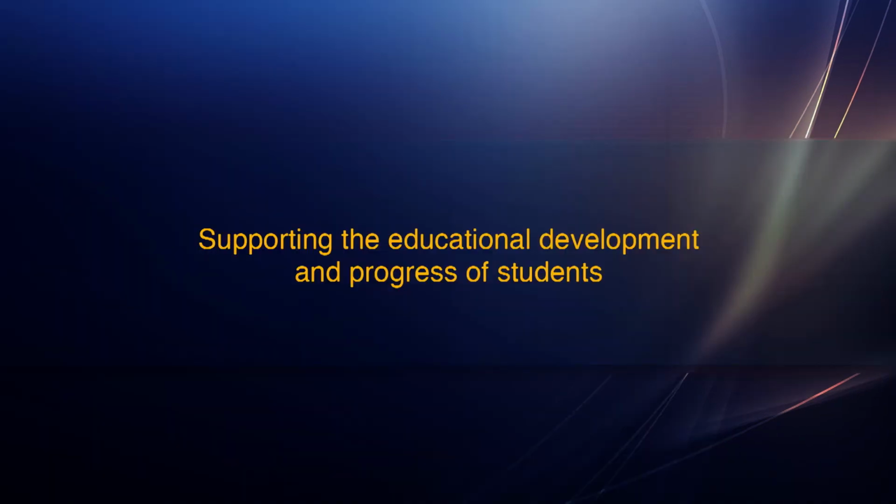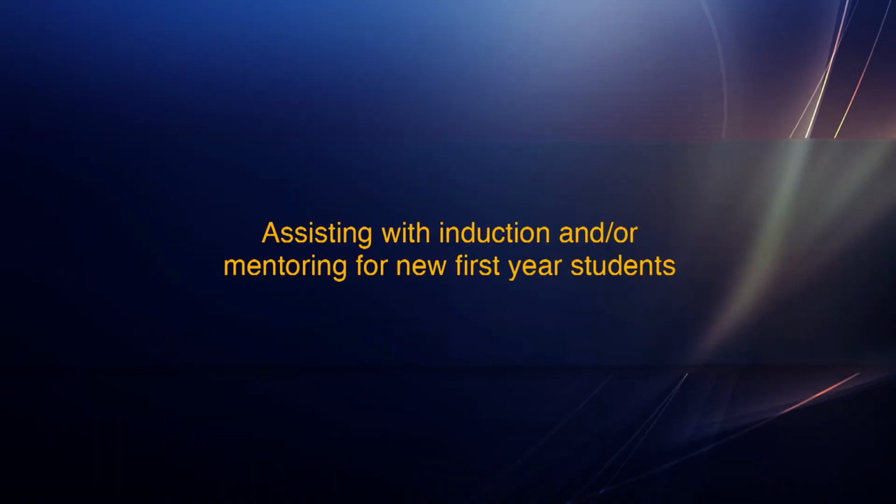3. Supporting the educational development and progress of students. A student council can contribute to the learning environment for students in the school by, for example, setting up study groups for students in exam classes or homework clubs, or organizing lunchtime activities such as language clubs. 4. Assisting with induction and or mentoring for new first year students. Starting secondary school is a challenging new experience for first year students. A mentoring program where senior students help new students to find their feet can help their integration into the school community.